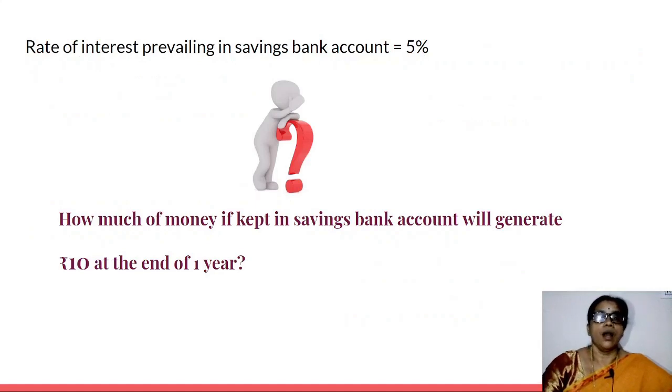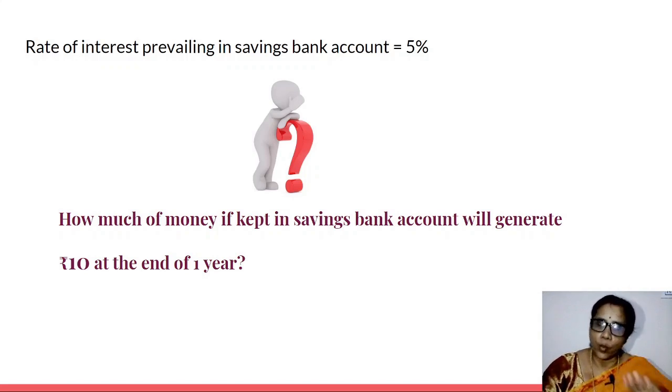Now, let us assume that the rate of interest prevailing in the savings bank account is 5%. Okay, so here we can make a comparison between the prevailing interest rate and the bond price. Now here we would like to ask a question: how much money, if kept in a savings bank account, will generate rupees 10 at the end of 1 year? Once again, listen to the question. How much money, if kept in a savings bank, will generate rupees 10 at the end of 1 year? That is, according to our example, the maturity period of the bond is 2 years.